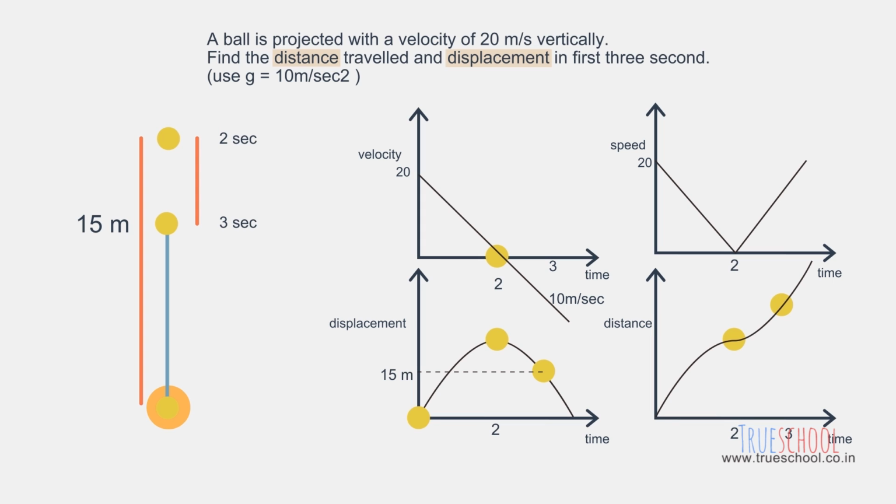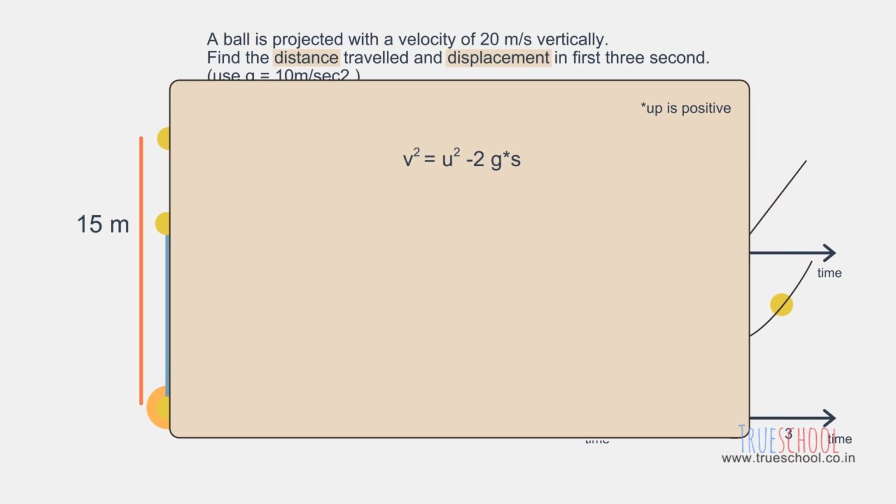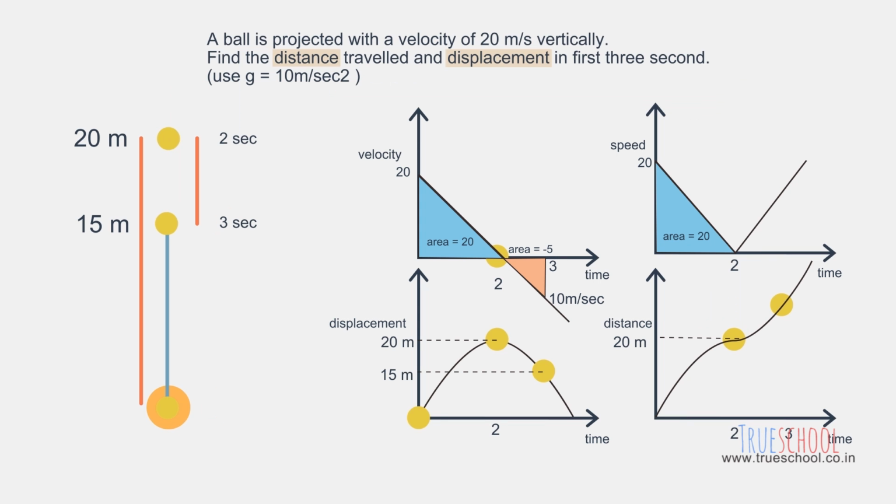This distance, which is maximum height reached by the ball, can be found by the equation v square is equal to u square minus 2gs, putting v as 0. This comes out to be 20 meters. Hence, this distance is 20 minus 15, that is 5 meters. So, distance travelled is 20 plus 5, that is 25 meters.